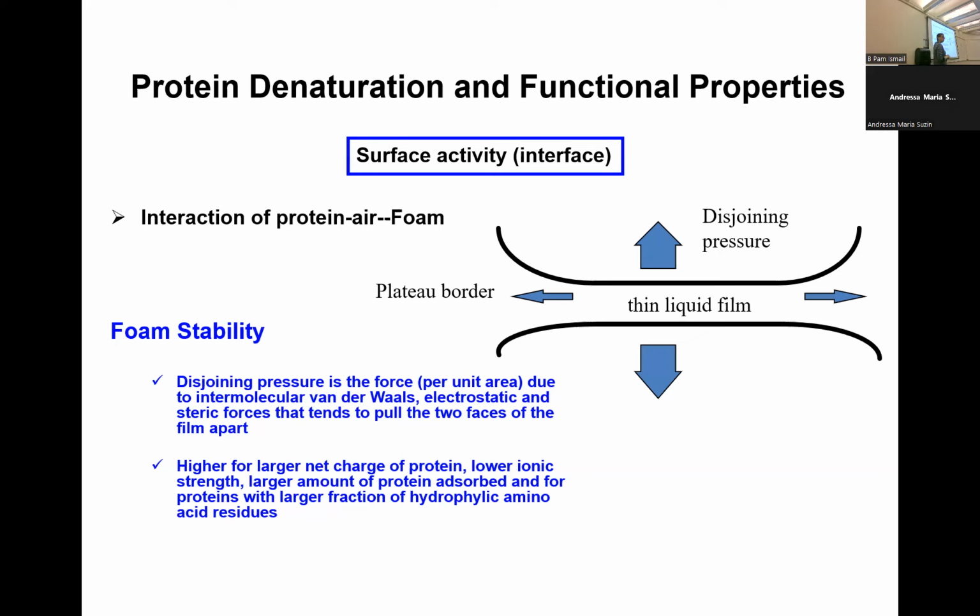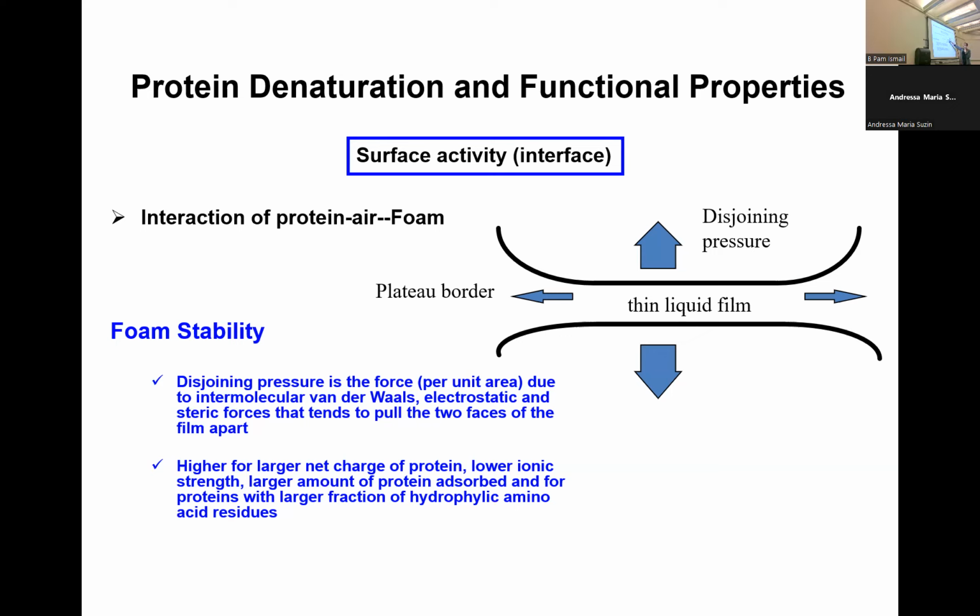Steric hindrance, steric forces. When you have bulky groups, they prevent each other from coming closer to each other. So steric hindrance is due to the bulkiness of a component. Steric forces or steric hindrance, electrostatic repulsion, and van der Waals repulsion will cause these air bubbles to be separated from each other. We call this disjoining pressure.